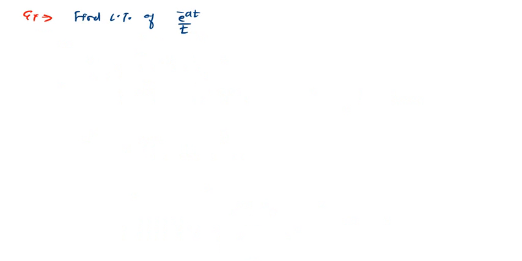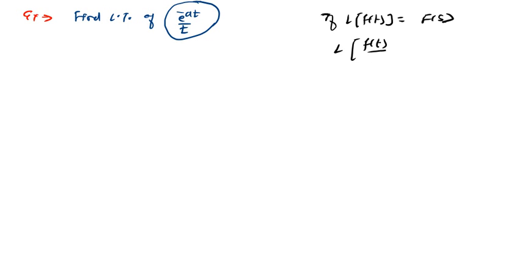Okay, for example, you need to find the Laplace of e raised to minus at upon t. Now you can clearly see one function is divided by t. What is that something? Firstly, you need to understand the definition. If L of f of t is F of s, then if you divide f of t by t, what will change in the RHS? It becomes the integral from s to infinity of F of s ds.